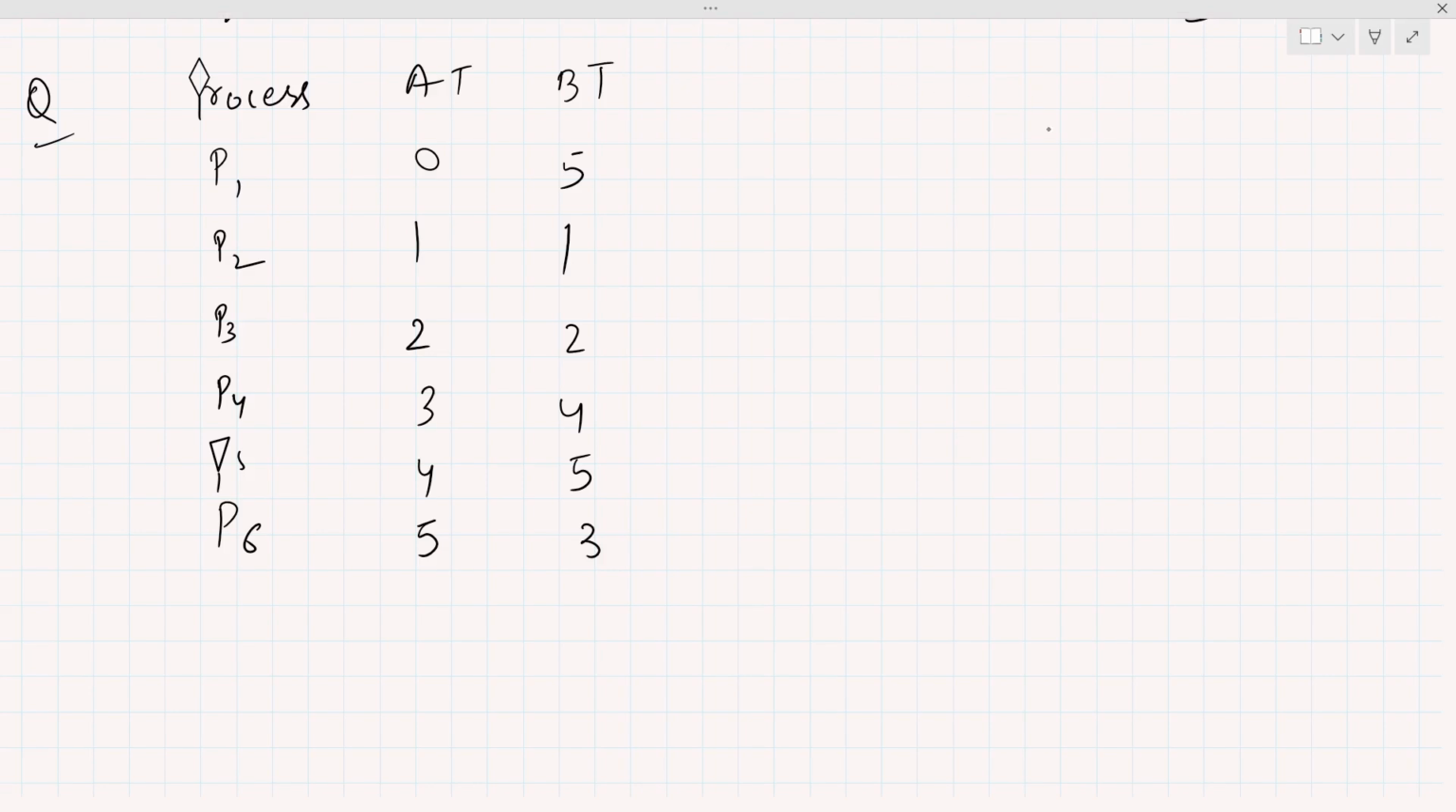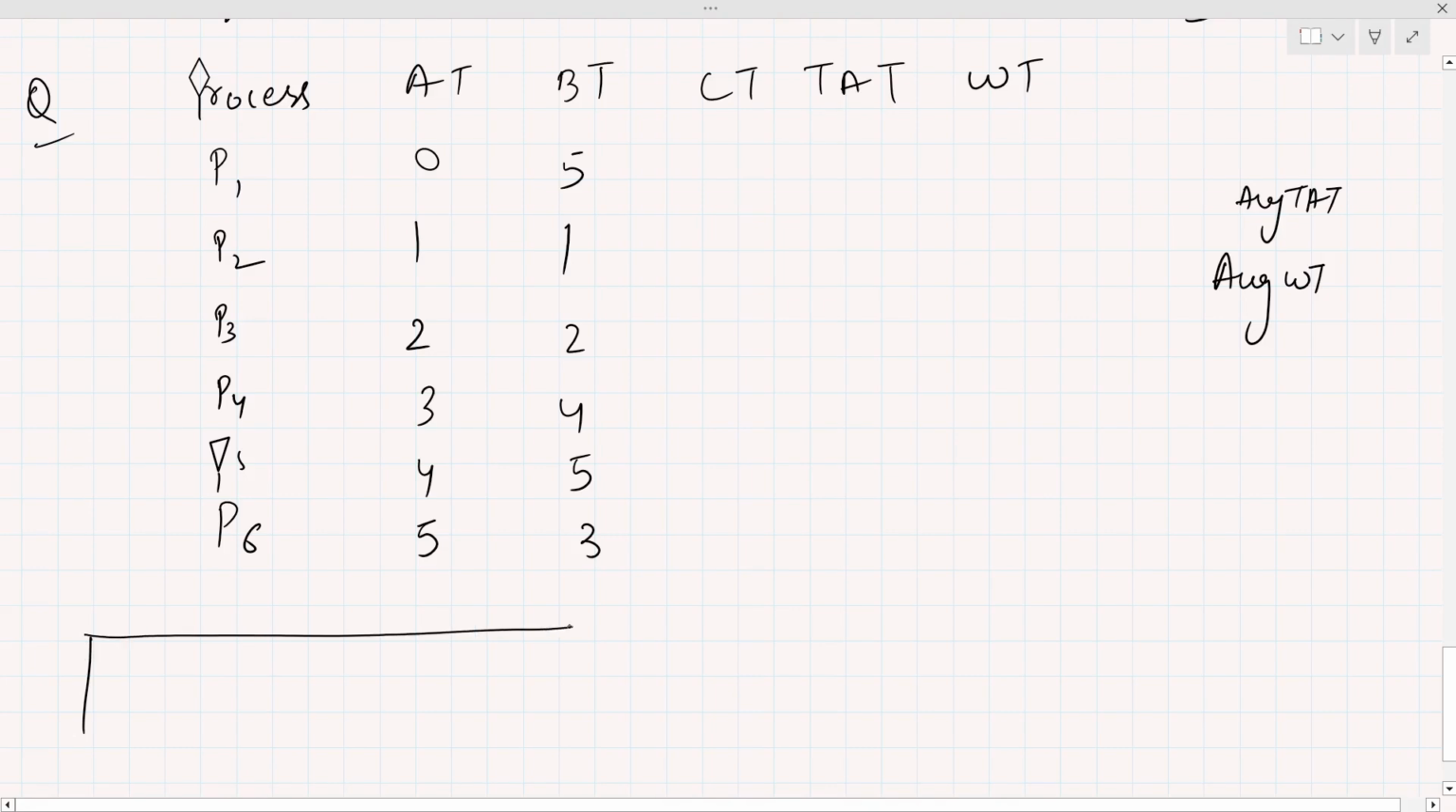Now what we have to do is find the same thing, average turnaround time and average waiting time. For that we have to find completion time, turnaround time and the waiting time. So how do we find that? With the help of a Gantt chart. First of all, we have to create a Gantt chart.